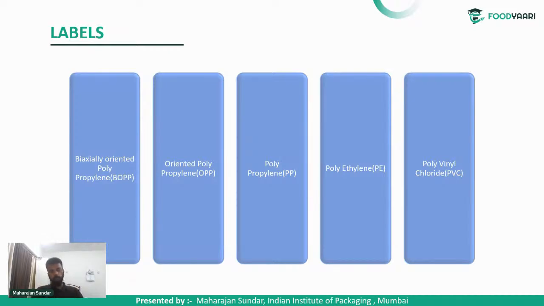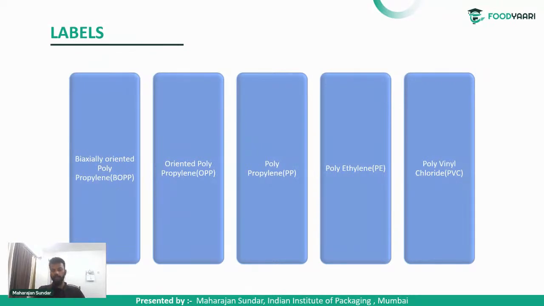Because polypropylene has great wear resistance. It provides good water resistance. It provides good tear resistance and tensile resistance also when it is oriented. That's why the oriented polypropylene will give great tensile resistance or tear resistance. Biaxially oriented will give tear and tensile resistance, and it also gives a great water moisture barrier to the product pack.